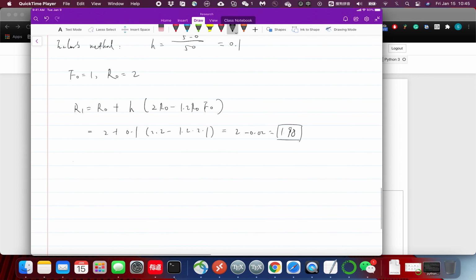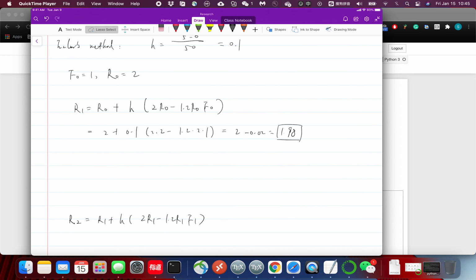Now, R2 equals R1 plus H times 2R1 minus 1.2 R1 F1. From here you can see we cannot proceed because this is not completely decoupled. The reason is we need F1.